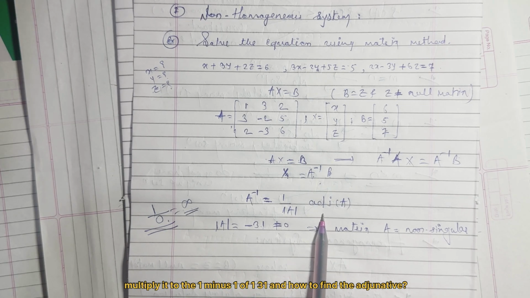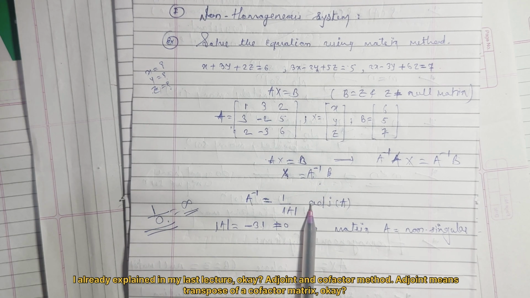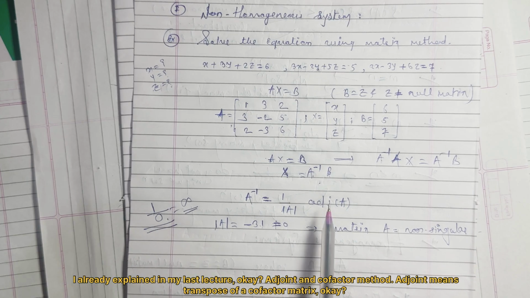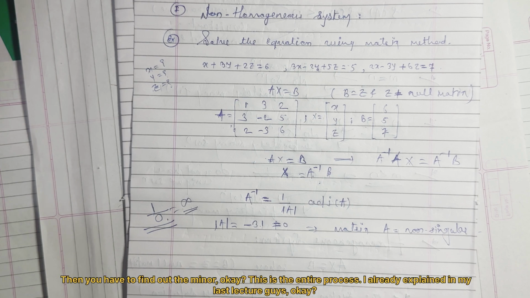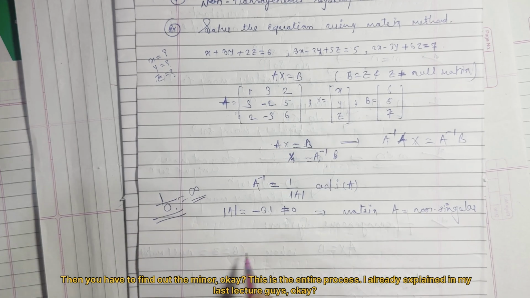And how to find the adjoint of A, I already explained in my last lecture. Adjoint and cofactor method. Adjoint means the transpose of the cofactor matrix. And for the cofactor matrix, you have to find Cij is equal to (-1)^(i+j) times Mij, where you have to find the minor. This is the entire process I already explained in my last lecture, guys.